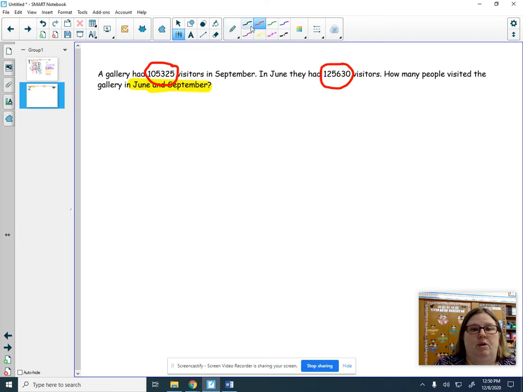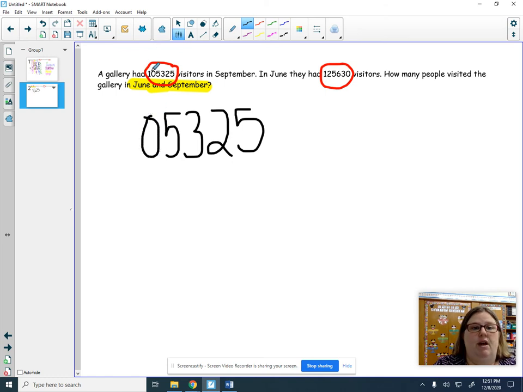So let's go back. Let's start with our number. So again, I'm going to start with my ones and work my way backwards. So here, my ones is a 5. My tens is a 2. My hundreds is a 3. My thousands is a 5. My 10,000s is a 0. And I have to make sure I put a 0. And then my 100,000s is a 1.